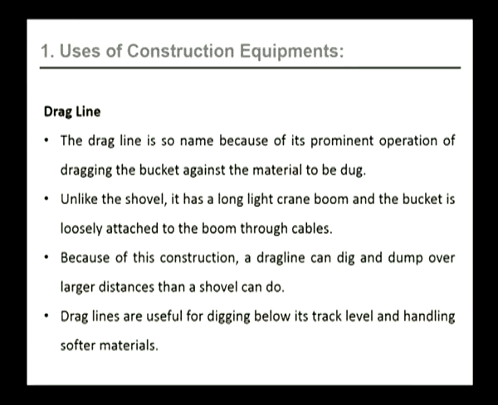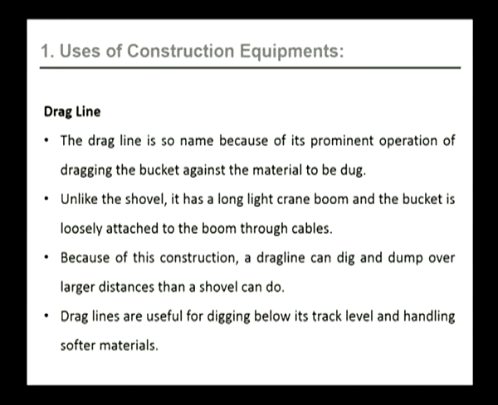Next is a drag line. The drag line is so named because of its prominent operation of dragging the bucket against the material to be dug. Unlike the shovel, it has a long light crane boom and the bucket is loosely attached to the boom through cables. Because of this construction of the machine, a drag line can dig and dump over larger distances than a shovel can do. The drag lines are useful for dragging below its track level and handling softer materials.